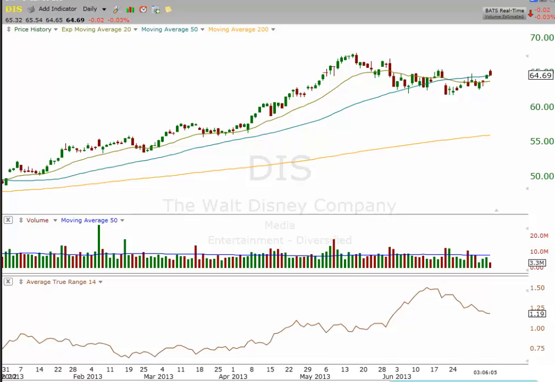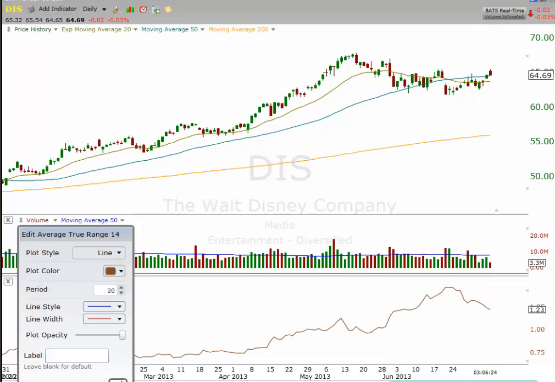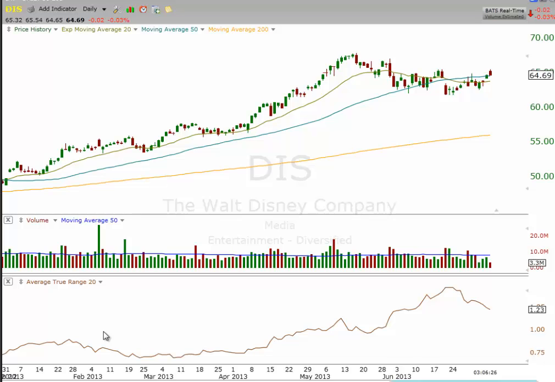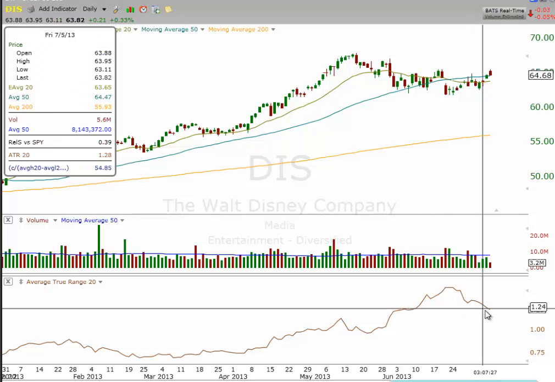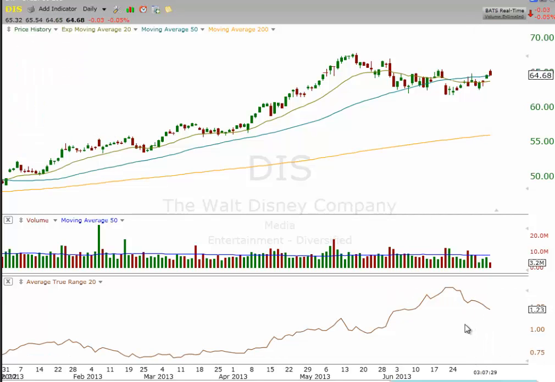For those who do not know, ATR is average true range, which is simply an indicator that gauges a stock's volatility over X amount of trading days. We typically use 20 days, but you can use 14, use whatever you're comfortable with. For example, Disney has a 20-day ATR of 1.23 points, and that's its average range over a 20-day period.